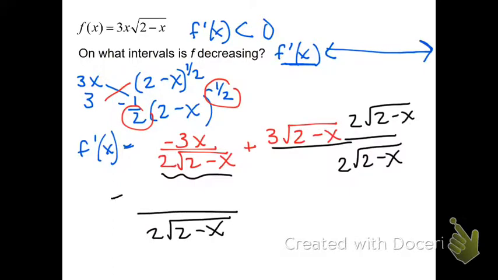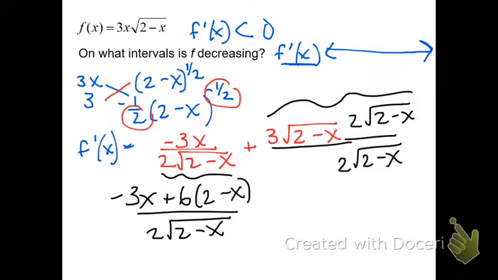I have a -3x. All of this, multiply the 3 and the 2, you get 6. And a square root times a square root is like a square root squared. They just undo each other. Okay, now just distribute and simplify that numerator. So I have a -3x plus 12 minus 6x.